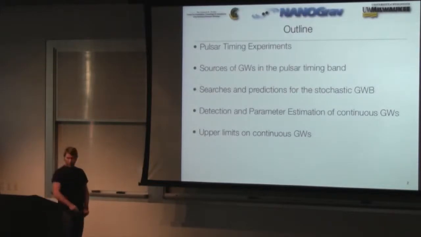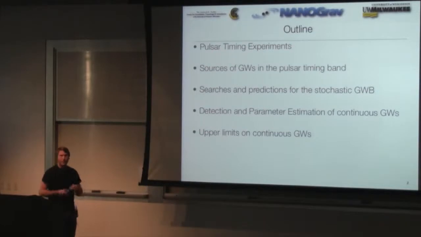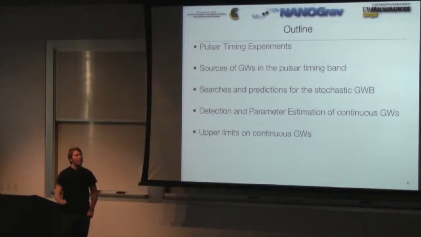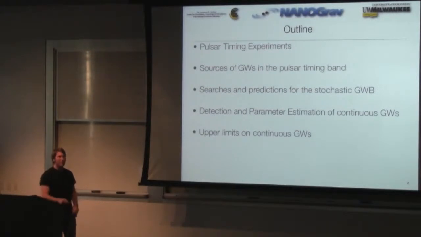So just as an overview of the talk, first I'm going to go through some of the basics of pulsar timing experiments, a very quick overview of how pulsar timing works, and then I'm going to go over some of the actual sources of gravitational waves that we're looking for that are in the pulsar timing band and how they relate to the frequencies of LIGO and LISA, or a LISA-like mission.